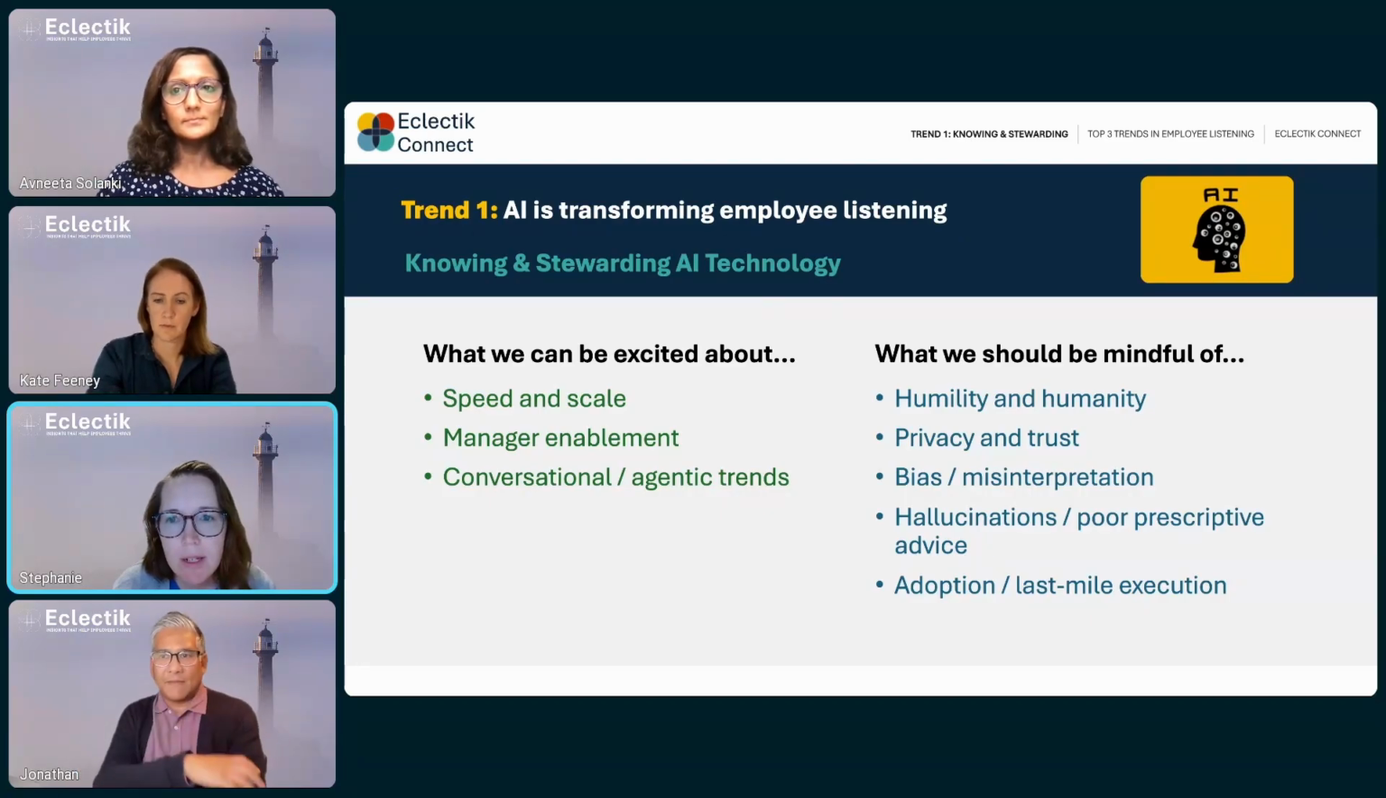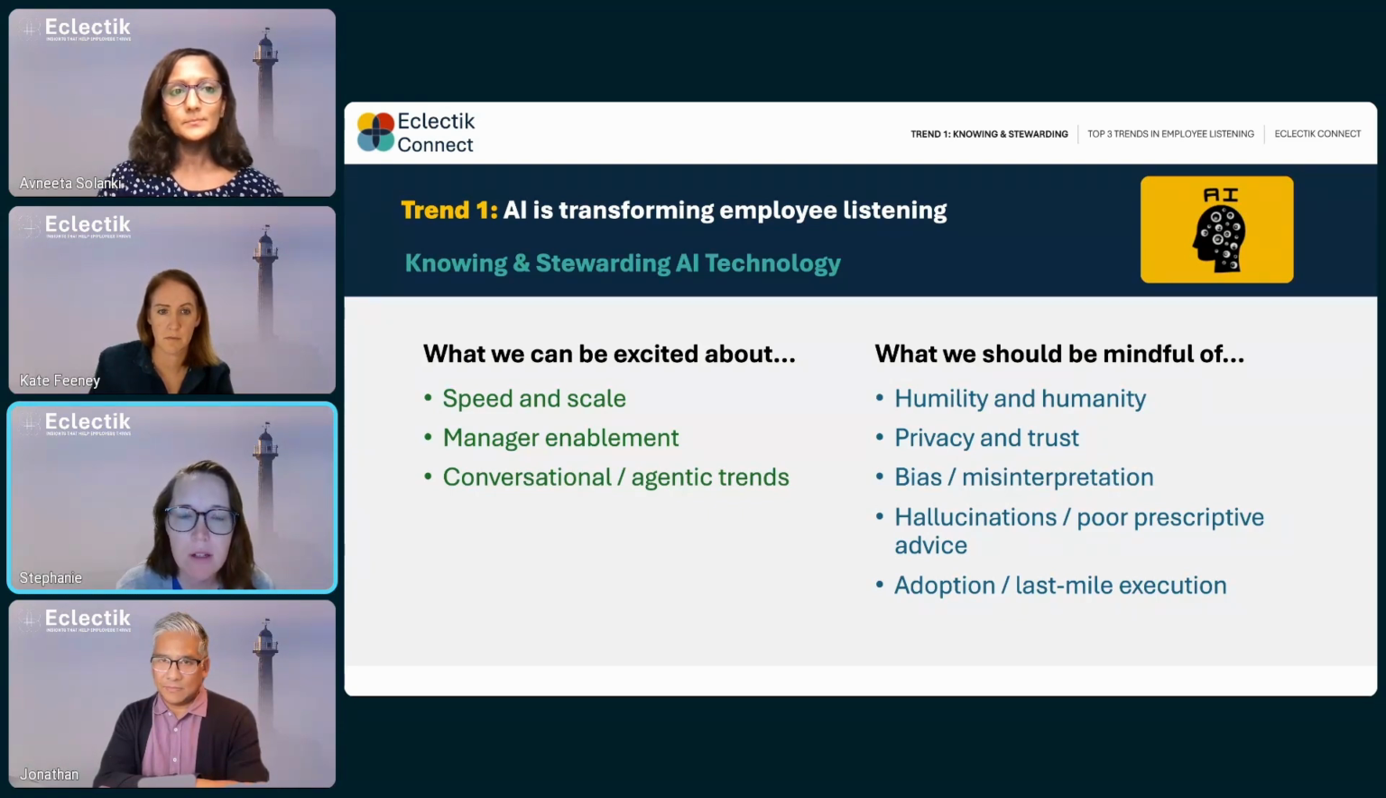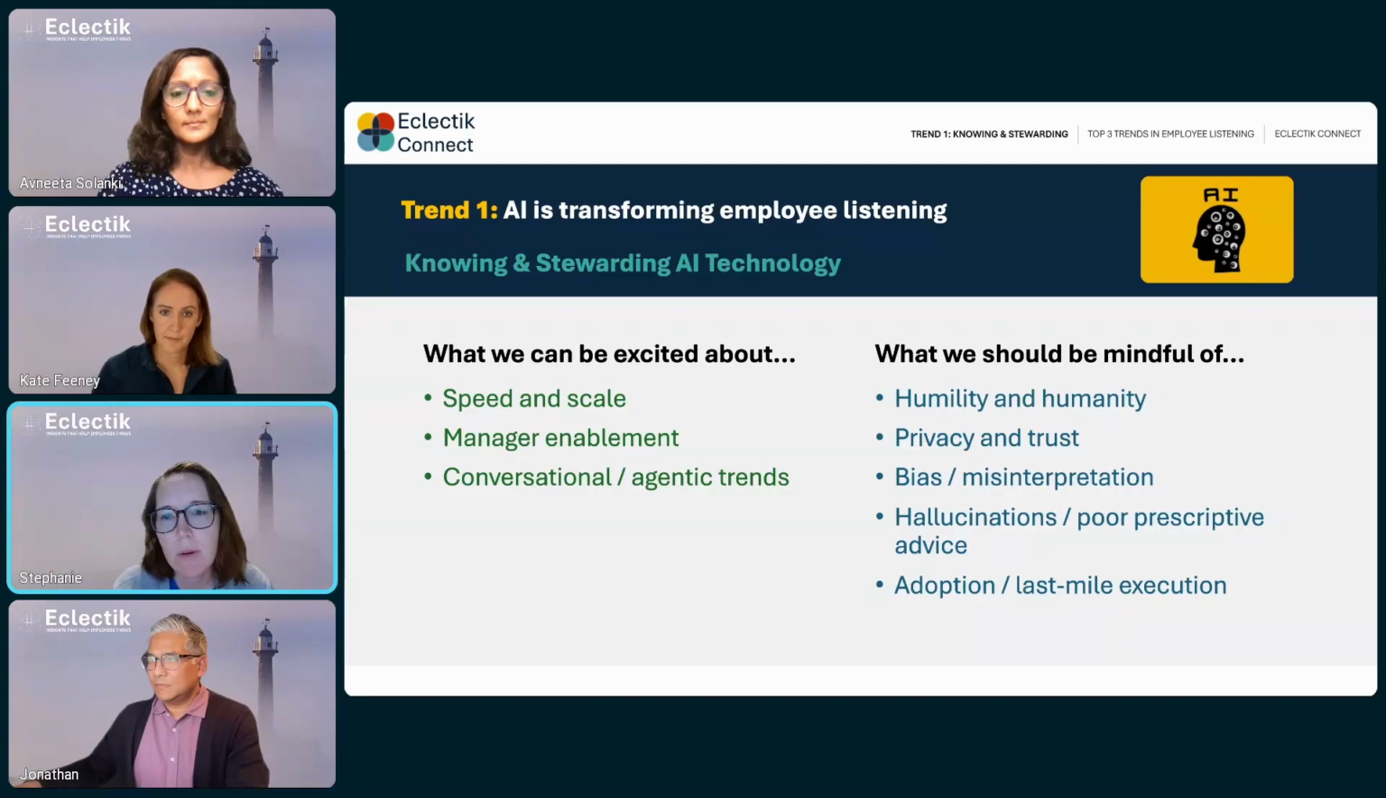What we should also keep in mind is that the job of the human that's at the helm of this technology is to be human. AI doesn't build trust. AI doesn't connect people to people. AI is a tool that people are using to connect with one another. So when you're thinking about where your role is amidst all of this emerging technology, you should be thinking about these things that we've listed on this bullet point category on the right: humility and humanity.